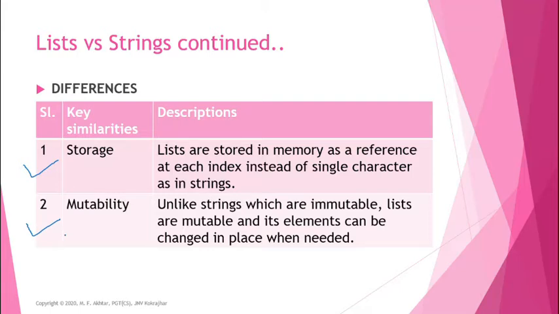And next is mutability. We know that strings are immutable but lists are mutable. What it means is that we can change the values in between.